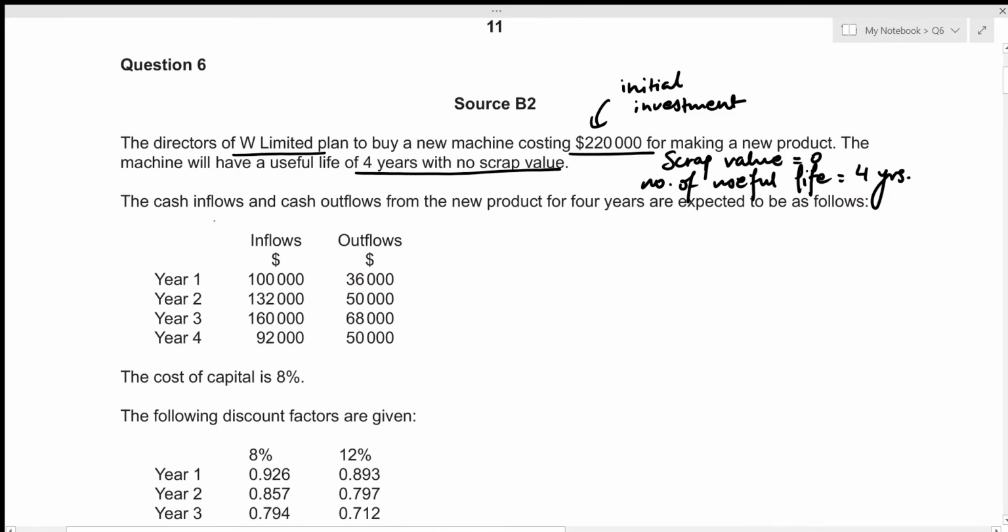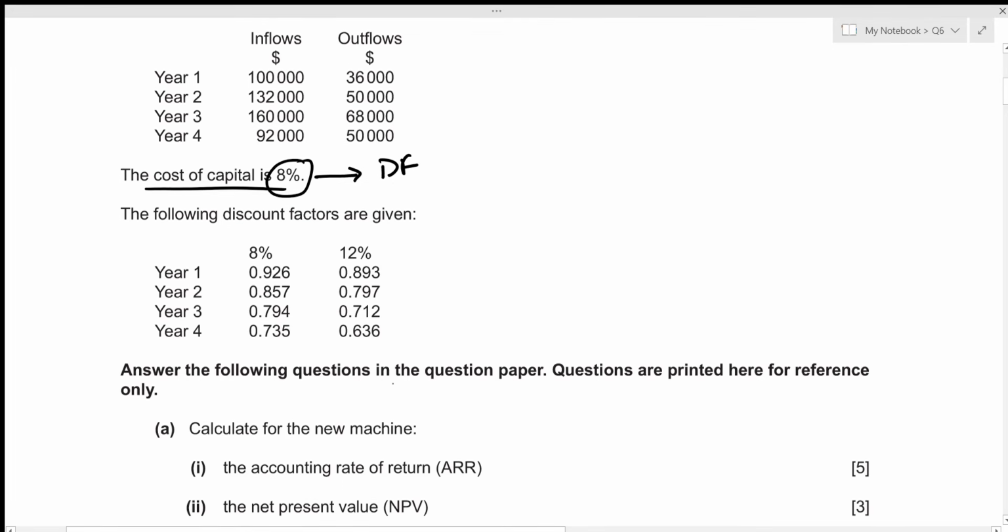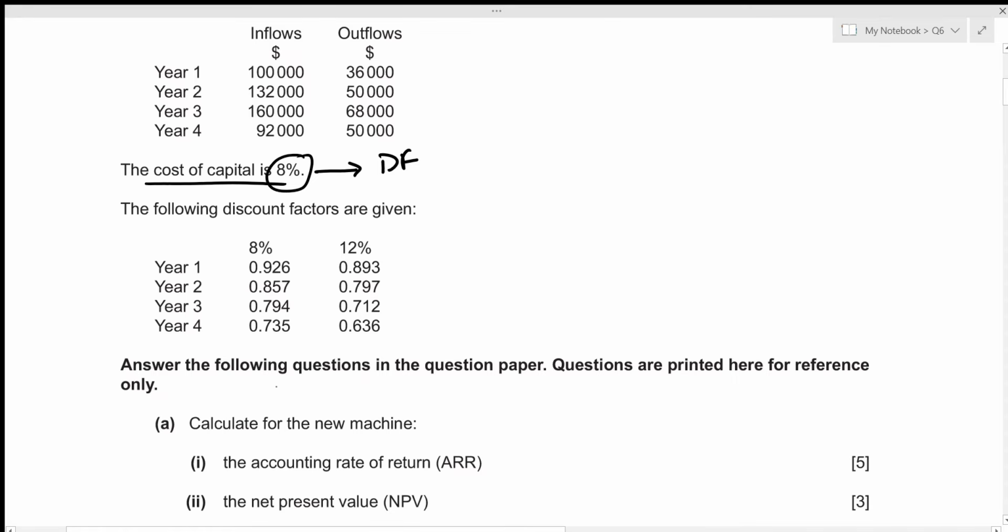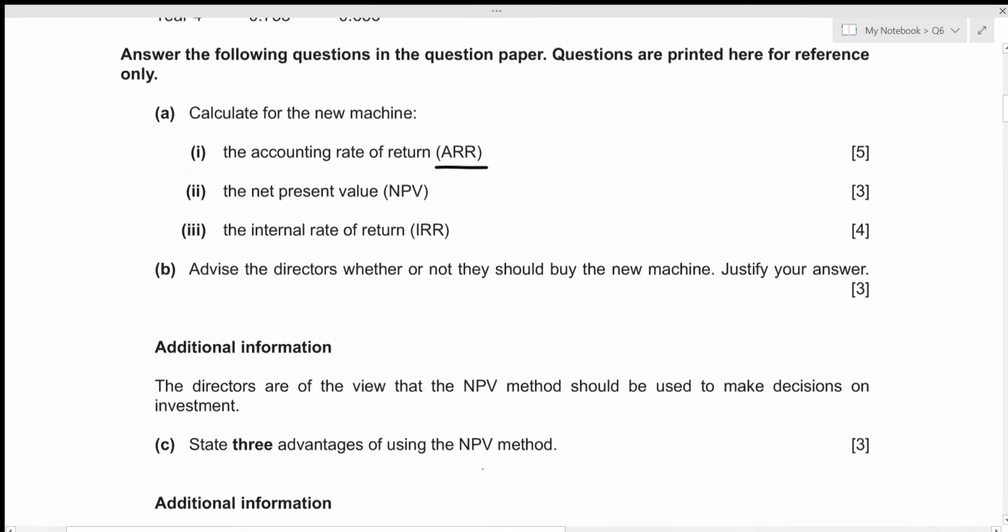Now we are given the cash inflows and cash outflows from the new product for 4 years. And we are given that the cost of capital is 8%, meaning that this is the interest rate that we will use to figure out our discount factor and adjust the time value of money while figuring out the net present value. Now for the first part of this question, we need to calculate the accounting rate of return, ARR. Let's do that.